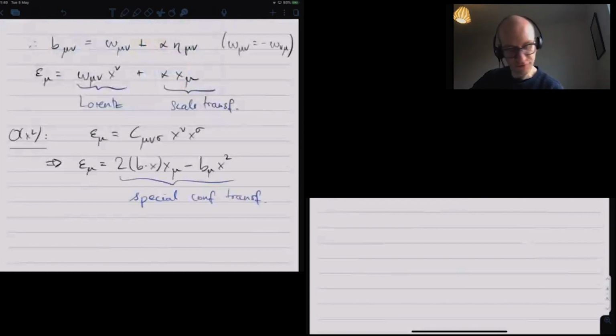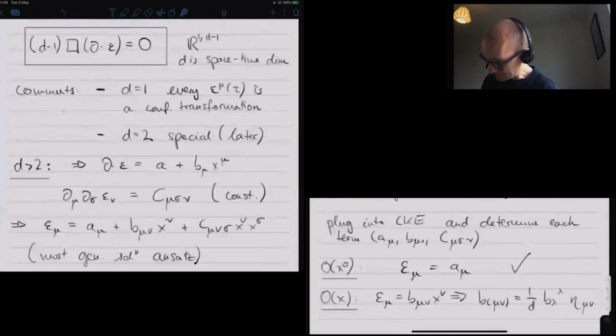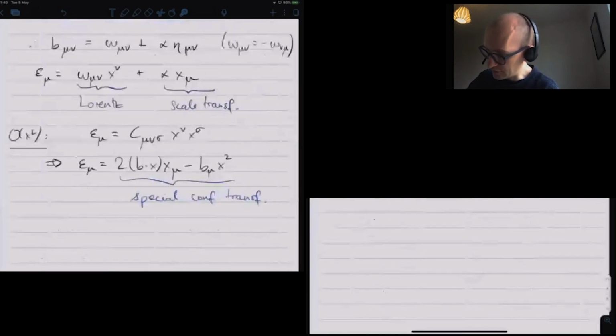So what we have found here are basically the translations. We have found Lorentz, but in addition to that, we also found a scale transformation and one further transformation, which people like to call the special conformal transformation.